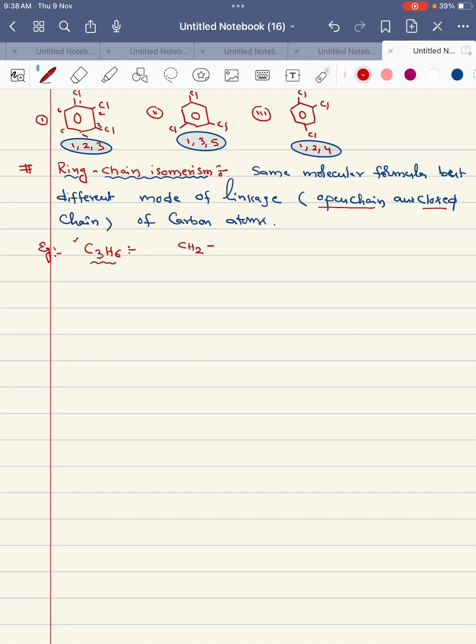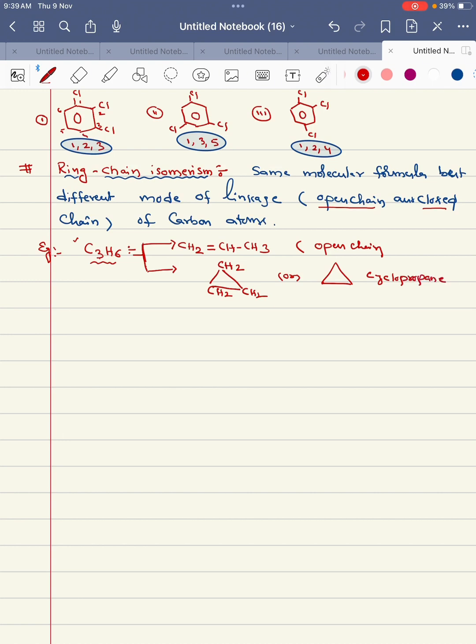Now I am going to write CH2 double bonded CH, CH3. Now this compound is called open chain. Now you see how I am going to write the closed or ring chain. In total, how many carbons do we require? 3 carbons. So this will be written like this. This is cyclopropane.